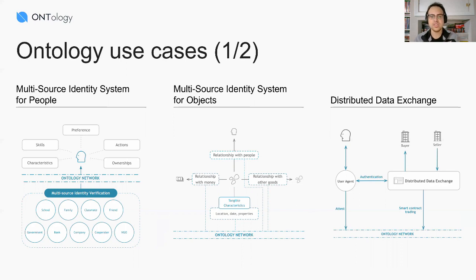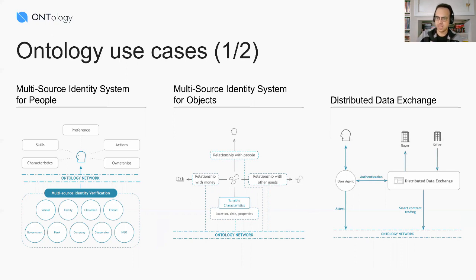The second one is identity for objects. When you have an object, really what we're talking about is IoT. When you have an IoT device, say a sensor or a smart car or a smart toaster or whatever, this object has relationships to other objects. There's relationships with money because you can load up the balance of it. Say a smart car, you could load up a balance of a smart car that would enable it to spend money on gas, right?